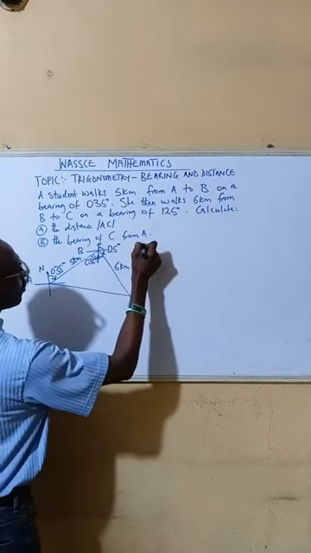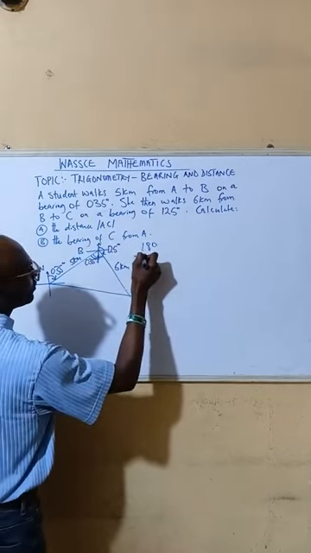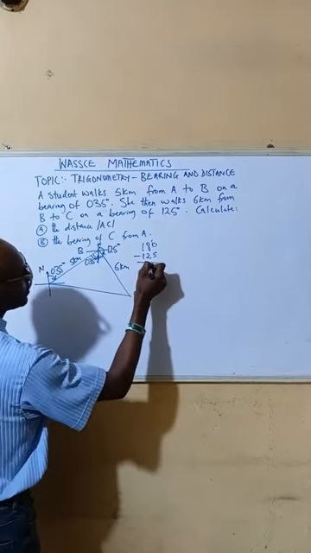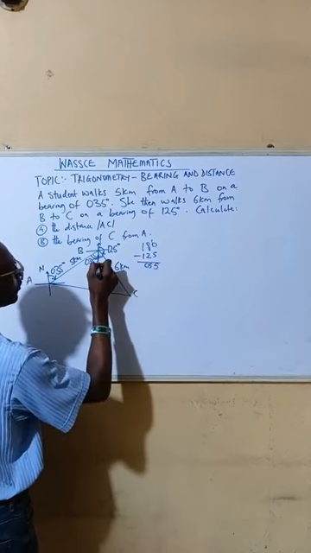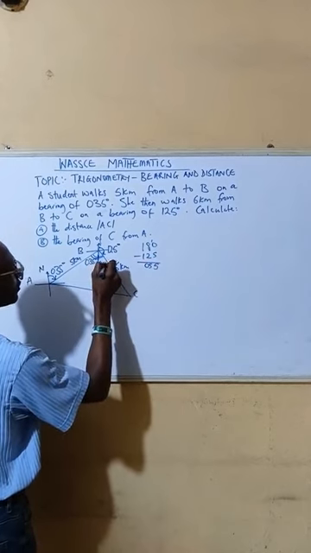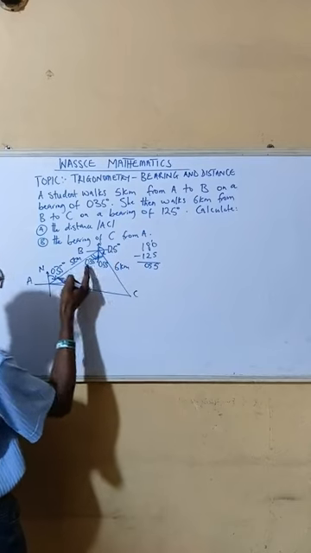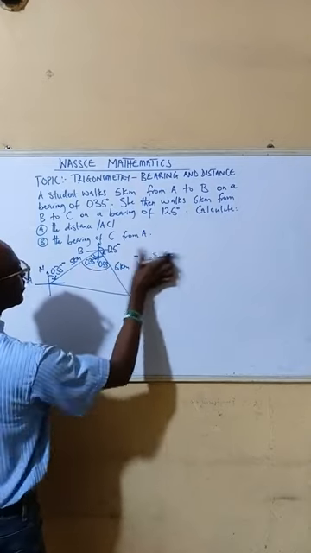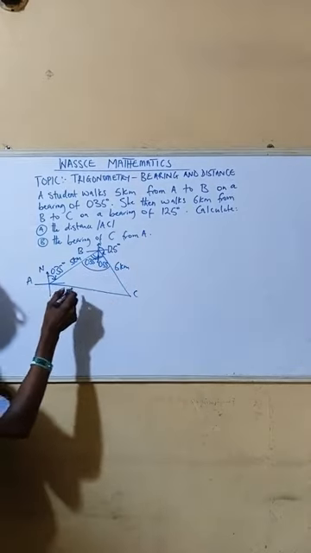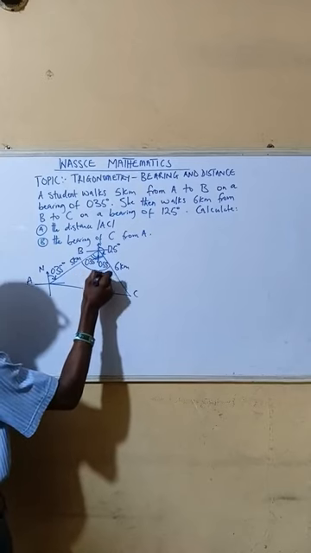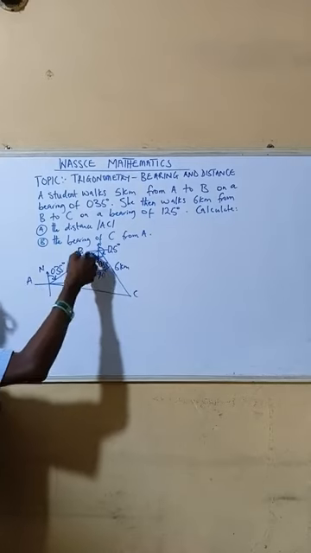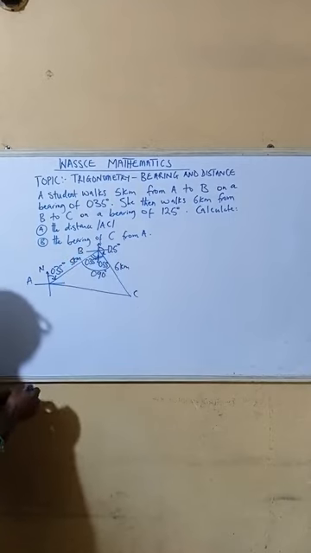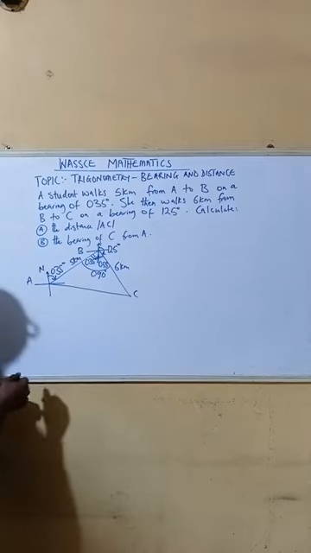So if you subtract 125 from 180, you get 55 degrees, which means the angle from this point to this point, if you add it up, makes 90 degrees. So the angle at point B is 90 degrees. That makes it easy for us to solve.